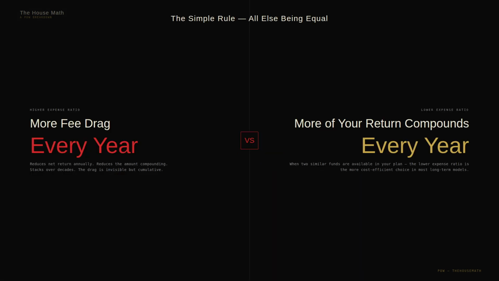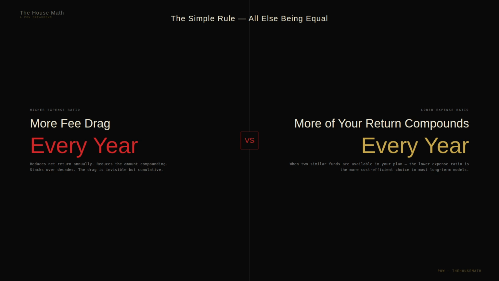Administrative or record-keeping fees. Some plans charge a flat annual fee per participant, sometimes $20 to $50 per year, to cover plan administration costs. Investment advisory fees. If your plan includes a managed account option where a service actively manages your allocation, there can be an additional layer of fees on top of the underlying fund expense ratios. These can sometimes run 0.30% to 0.50% additional per year.